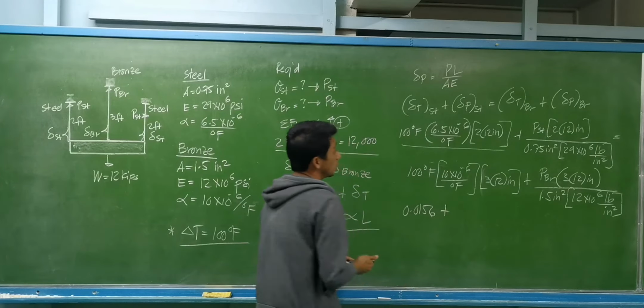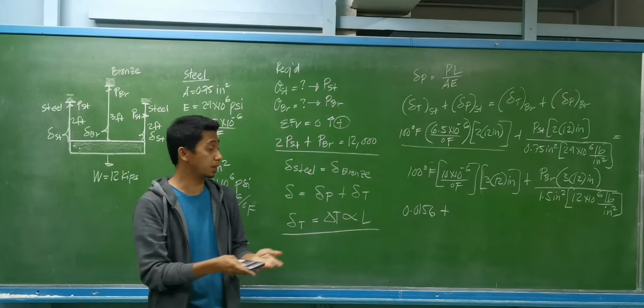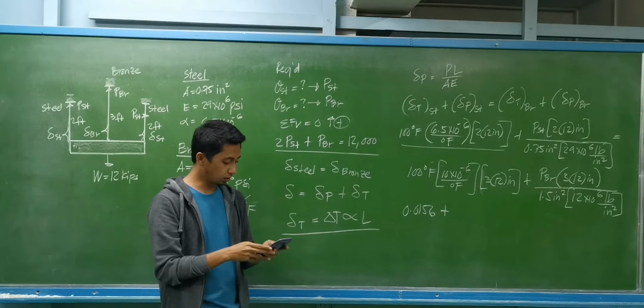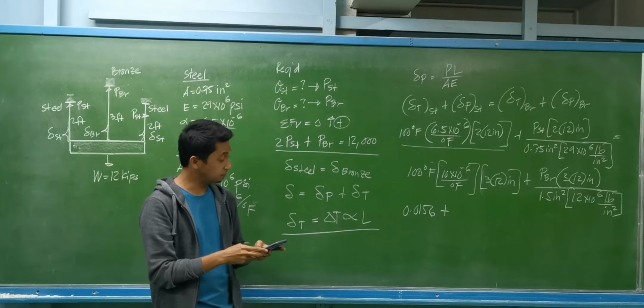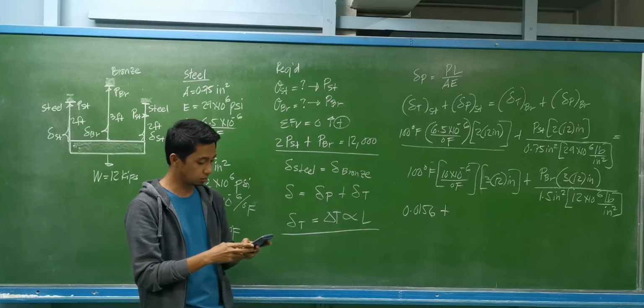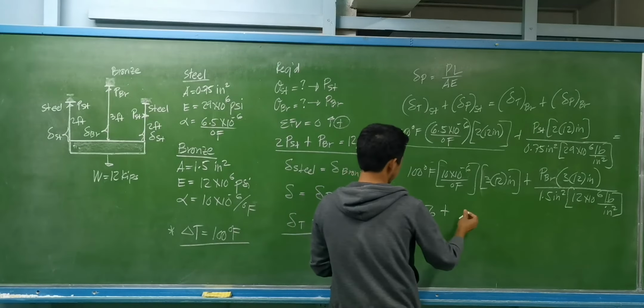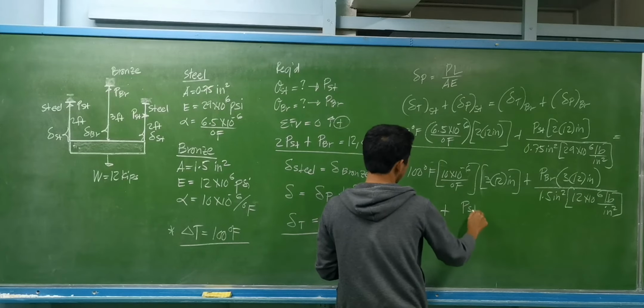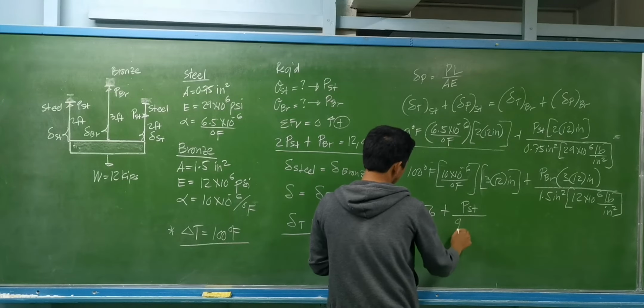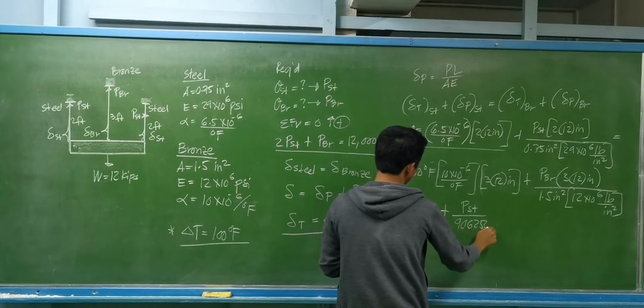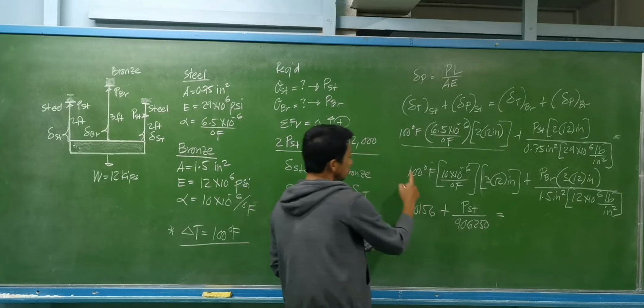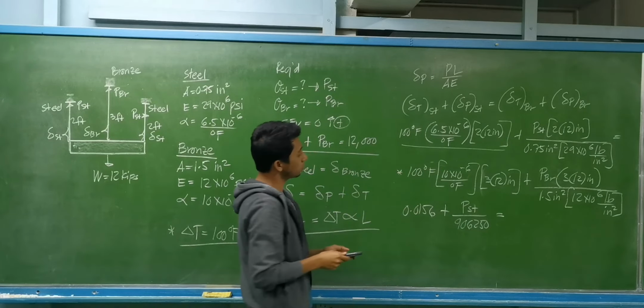0.0156. Then plus, the next term will be in terms of the load to be carried by the steel. That is 24 over 0.75 multiplied by 29 times 10 raised to 6. So this is equal to the load to be carried by the steel over 906,250. Then equal to, for this term, what is that value?